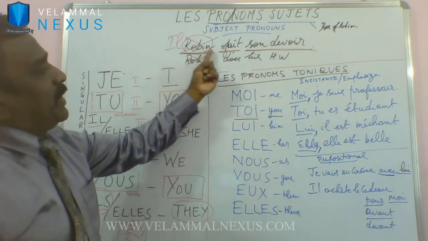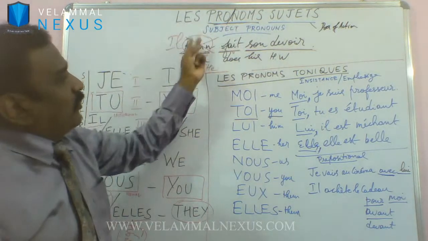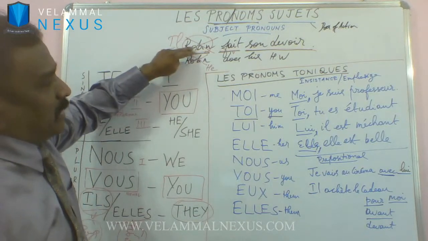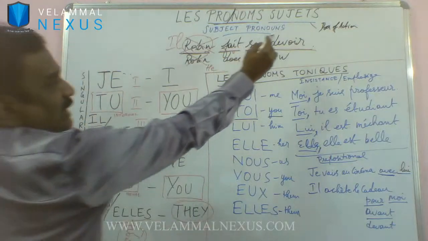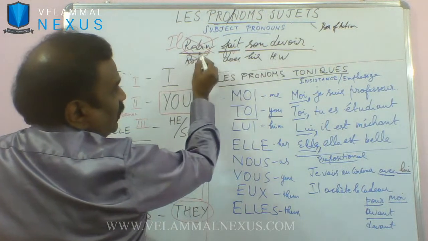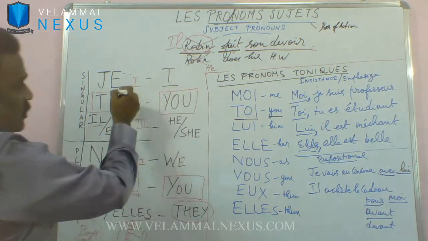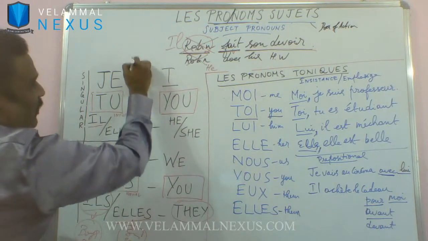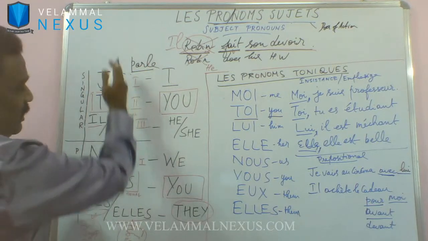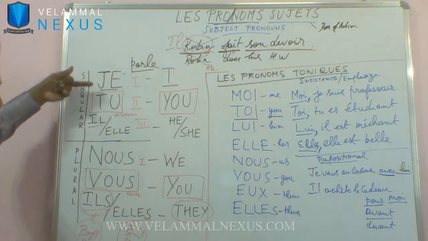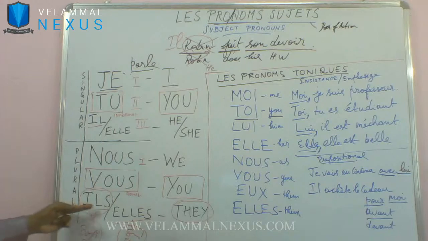I say Robin does his homework. Instead of Robin, I need another word, a pronoun, for a noun. Instead of a noun, I am going to use a word. So these are all pronouns. What sort of pronouns are they? They are subject pronouns. They will come only before the verb, because that becomes the doer of the action. So after je, you will have a verb. For example, je parle, I speak. Tu parles.